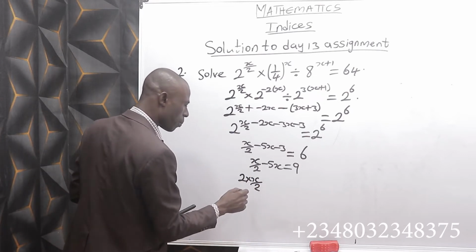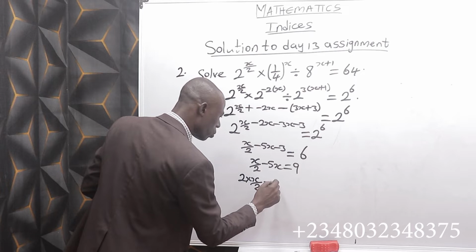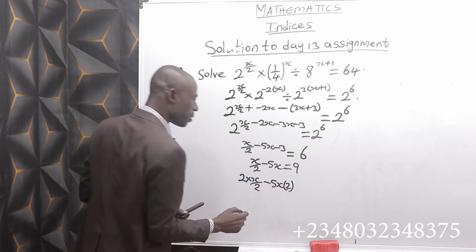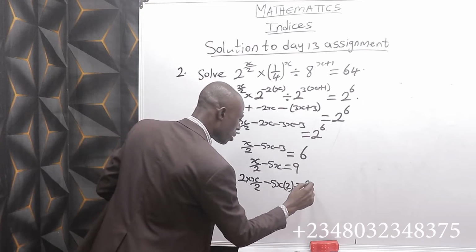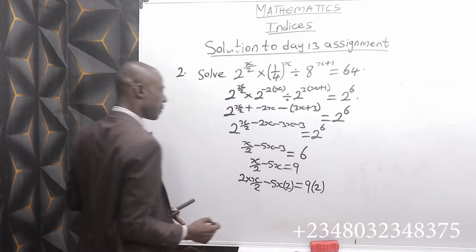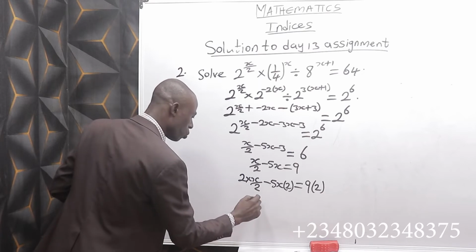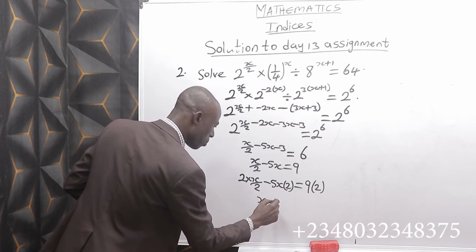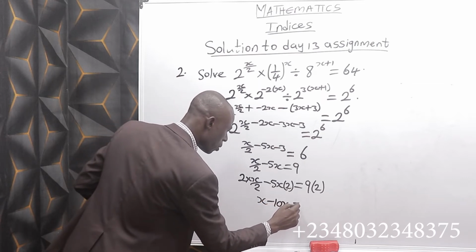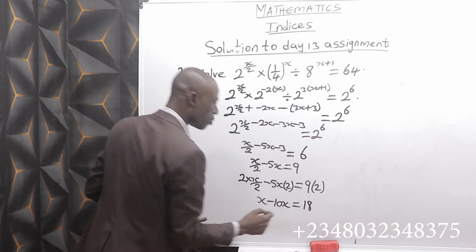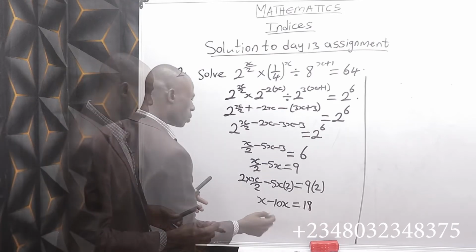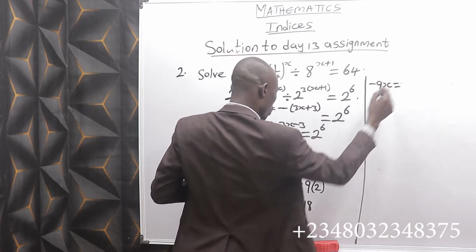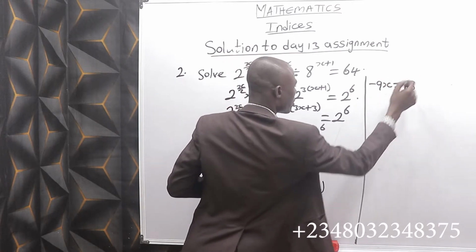We use 2 to multiply the term x over 2. Also, the term minus 5x, we use 2 to multiply it. The term 9, we use 2 to multiply it. 2 we cut through here to have x. Minus 5x times 2 here will be minus 10x, which is equal to 18, 9 times 2. x minus 10x gives minus 9x, which is equal to 18.